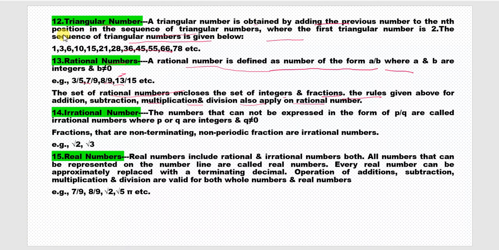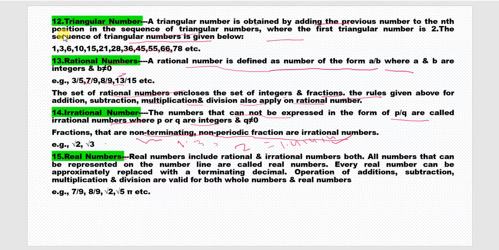Irrational number: a number that cannot be expressed in the form p by q, where p and q are integers and q is not equal to 0, is called an irrational number. Fractions that are non-terminating and non-periodic are irrational numbers. For example, square root of 2, square root of 3. These are non-terminating; it goes on. For example, square root of 2 is equal to 1.414..., it keeps going.